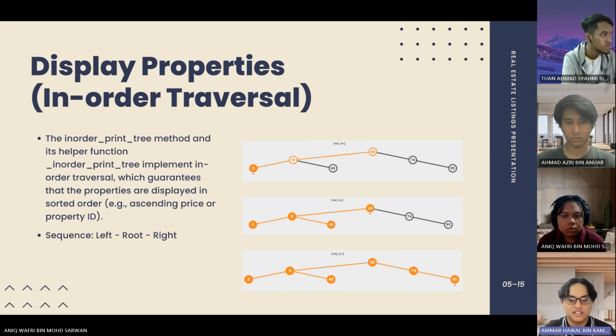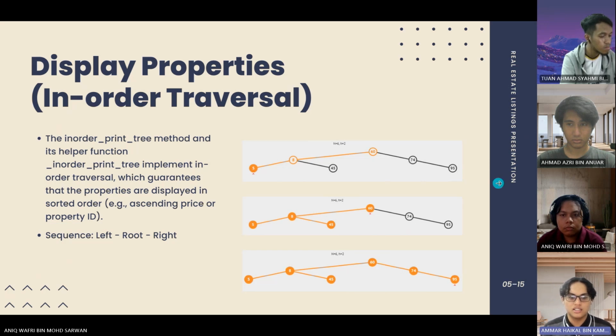This is an example illustration. First, it starts from the root, 60. It will go to the far left of the binary search tree, which is the value of 5, and then it will go to its parent, which is 8, and then to the right, which is 45, and goes back to the root node, which is 60, and lastly from the root to the right, all the way to the value of 95. So this is the example of the display properties.